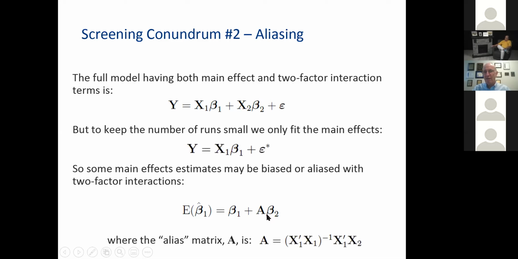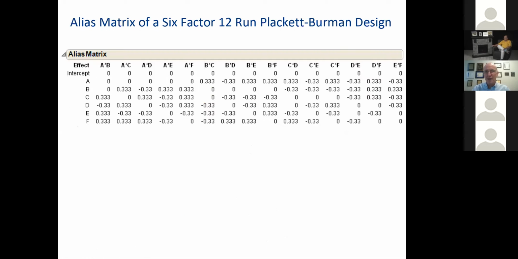But if beta 2 is not 0, if the elements in beta 2 are not 0, then matrix A becomes important. What we want is for the expected value of the estimate of beta 1 to actually be beta 1. Well, if beta 2 has non-zero elements, the only way that we can make that happen is by making the matrix A have all zeros in it. So that's what minimum aliasing designs try to do.